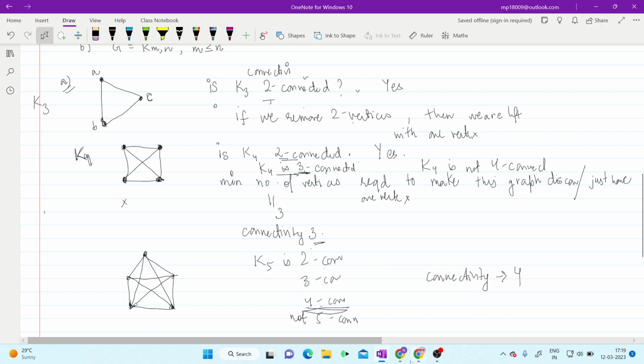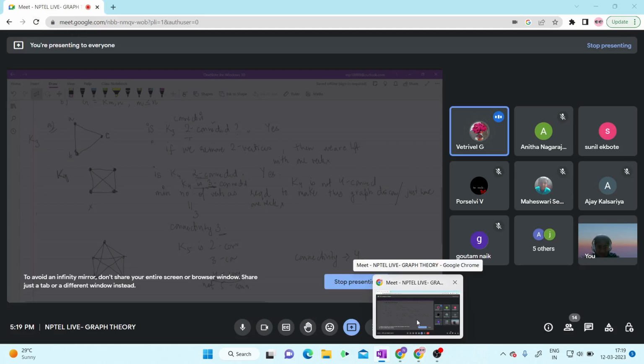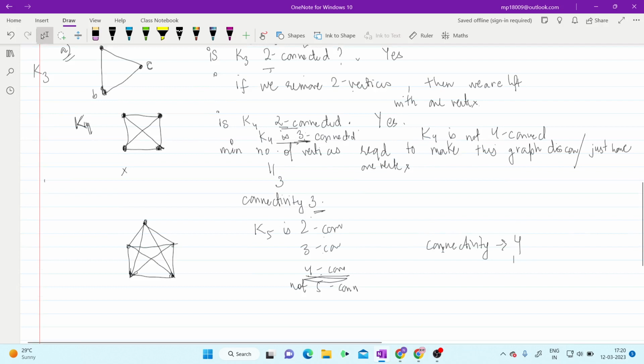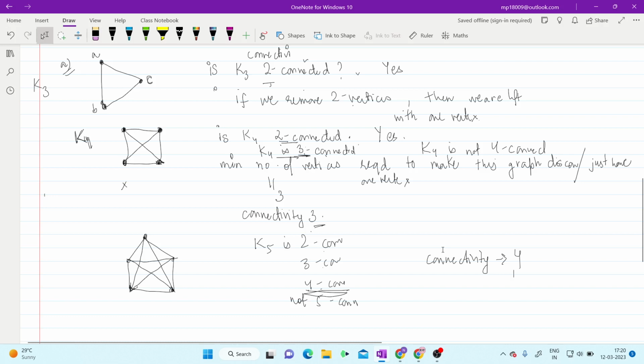Is it clear for everybody? If you have a doubt, I can repeat. A student asks whether a three connected graph has connectivity 3. Not necessarily. In the case of K4, the connectivity is three as well as it is three connected.